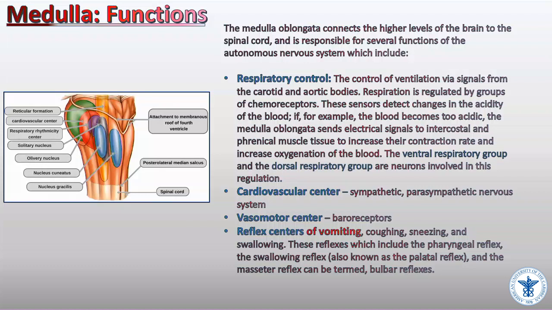So, the functions of the medulla. As you come down the brain stem, the functions become more and more visceral, to do with the lower part of the body. So you have respiratory control, you have cardiovascular control, you have some vasomotor centers which work with the baroreceptors, and one very important part of the medulla, which is called the area postrema, which is the vomiting center of the brain.